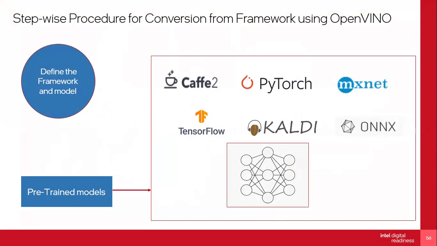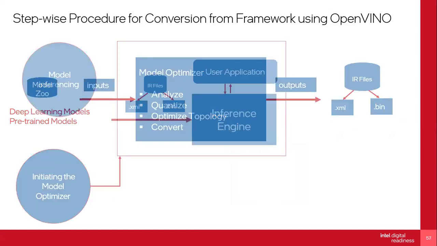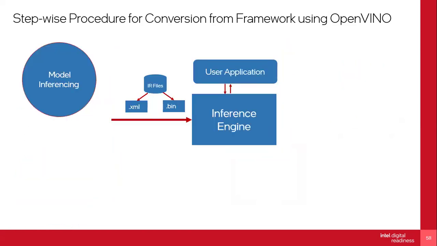First, we have to define a framework. You have to select the model, basically a predefined model. You can take any predefined model and then initialize the model optimization. Initiating the model optimization involves analyzing, quantizing, optimizing, and converting. So these things it's going to do. And then finally you get the model inferencing, and using that you will be getting the IR files.